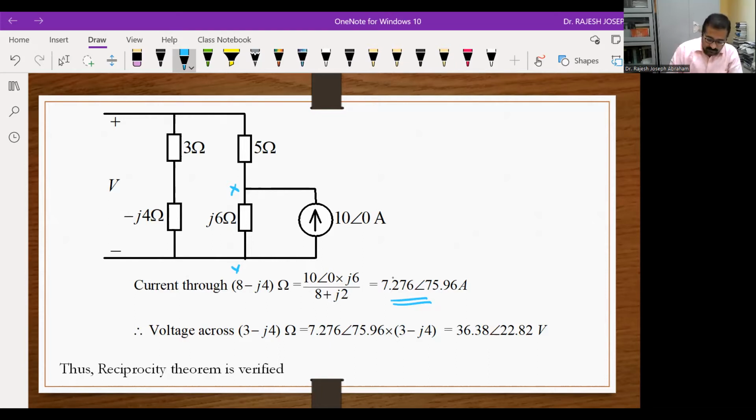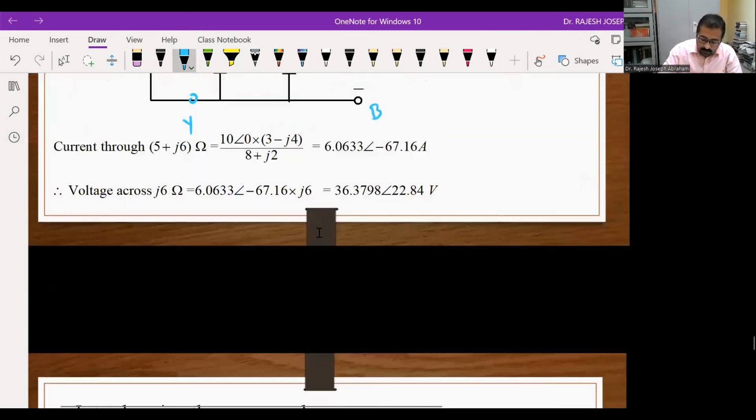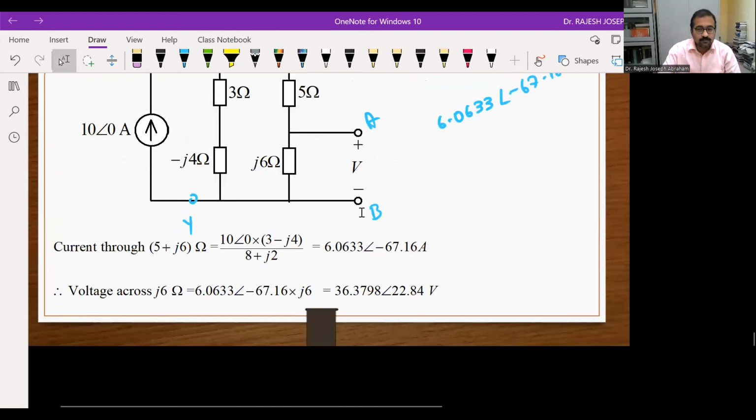Now, how will you find the voltage across 3 minus J4? Current into resistance. So 7.276 times this thing. So this much will be the voltage. So you see, here also you are getting a voltage of 36.38 angle 22.82. Here also you are getting 36.38 angle 22.82.